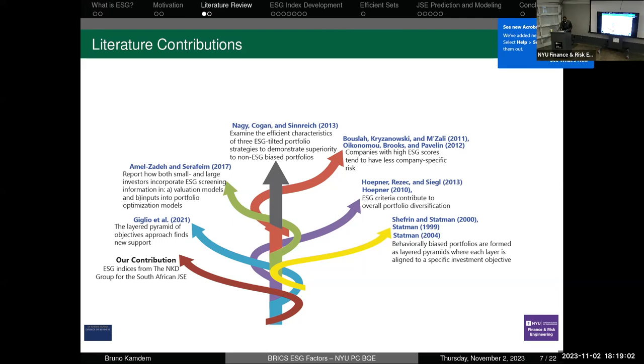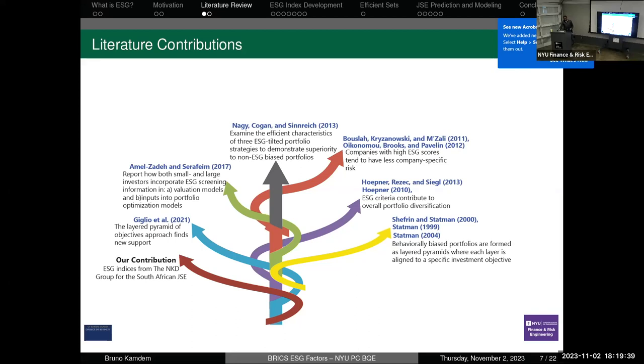And if you go to, let's move to 2012, 2011, a little bit, companies with high ESG scores tend to have less company-specific risk. Right? You can do the study in European companies, in Canadian companies, even some US companies, you'll find out in that paper. Now in 2013, Nagy, Kogan, and Sinrich examined the efficient characteristic of three ESG-tilted portfolio strategies to demonstrate superiority to non-ESG-biased portfolios, right?